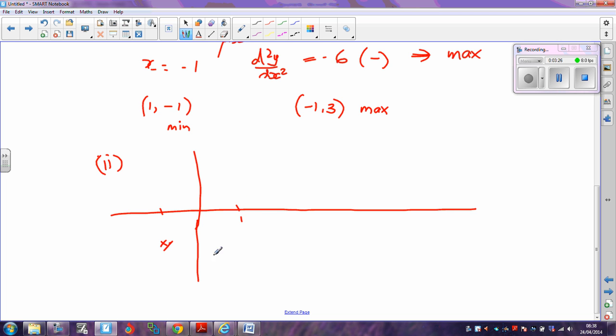Okay, there's 1, there's minus 1, so we've got a minimum there, and minus 1, 3, so let's get rid of that. There's minus 1, 3 up here, and we have a maximum there. So the curve is going to come up something like this, then it's going to go down through the minimum, and there it is.